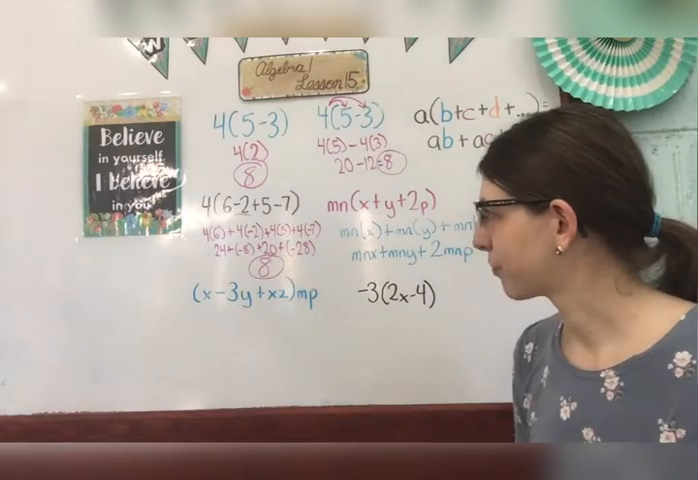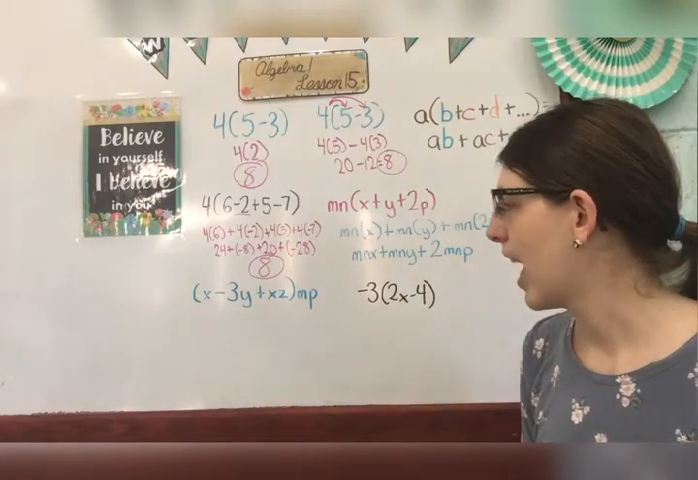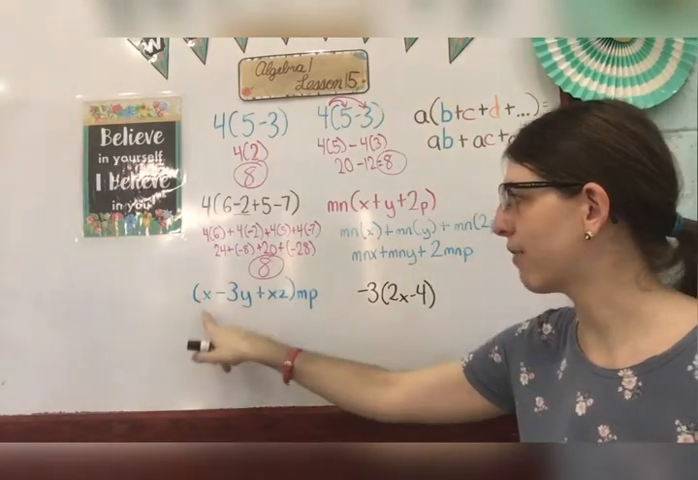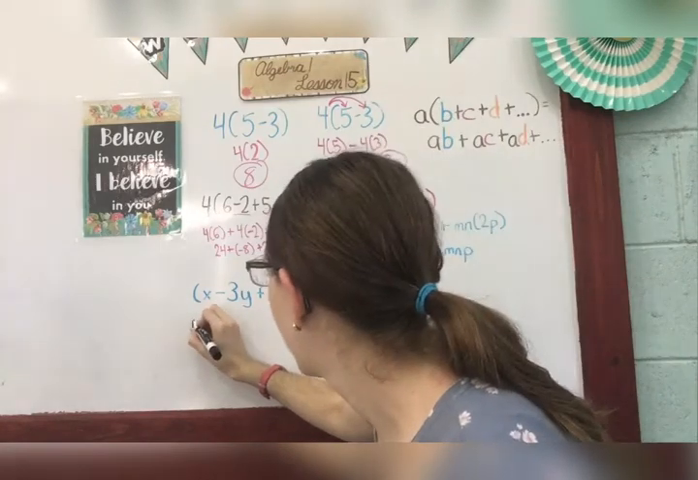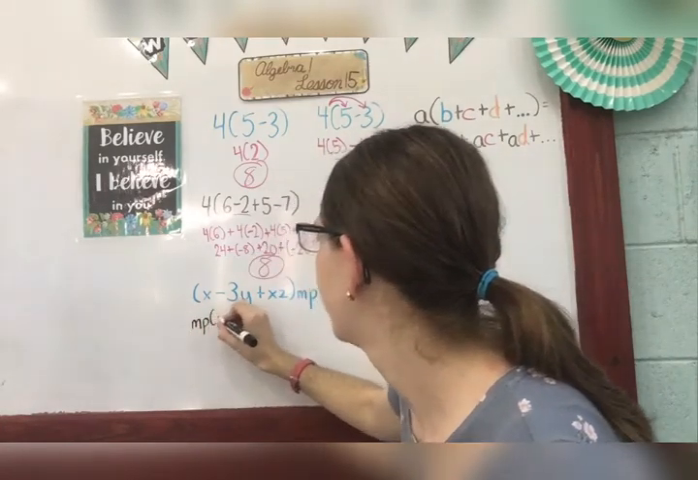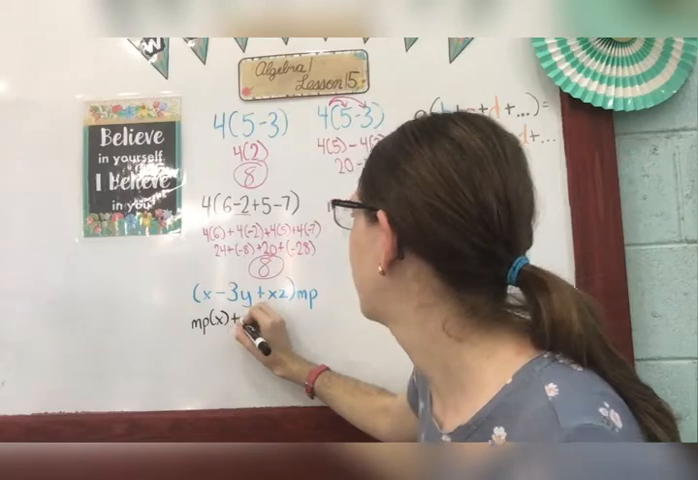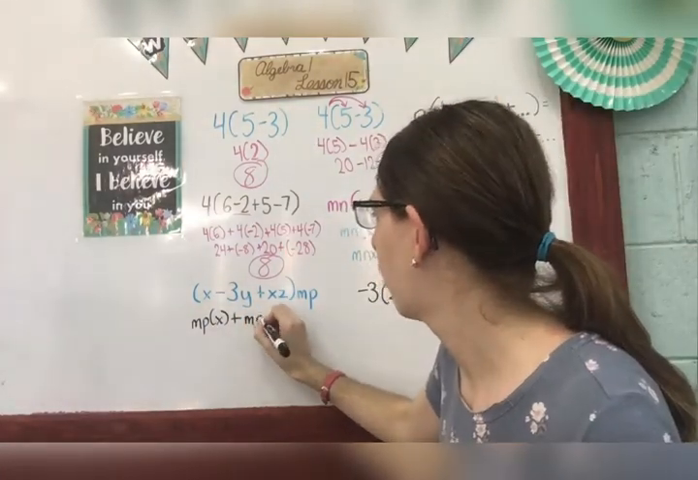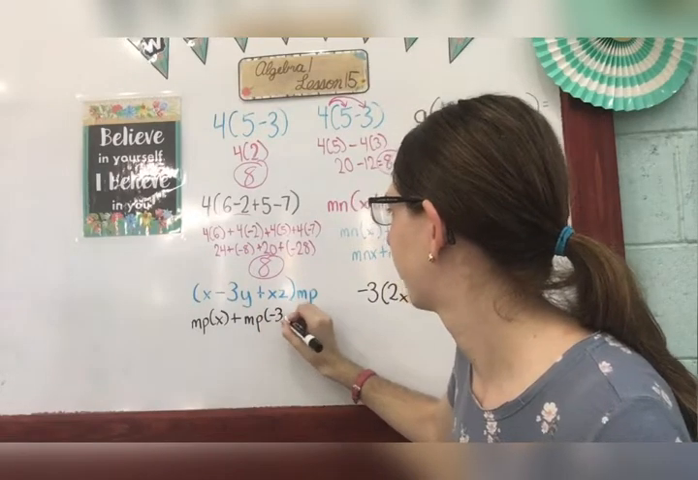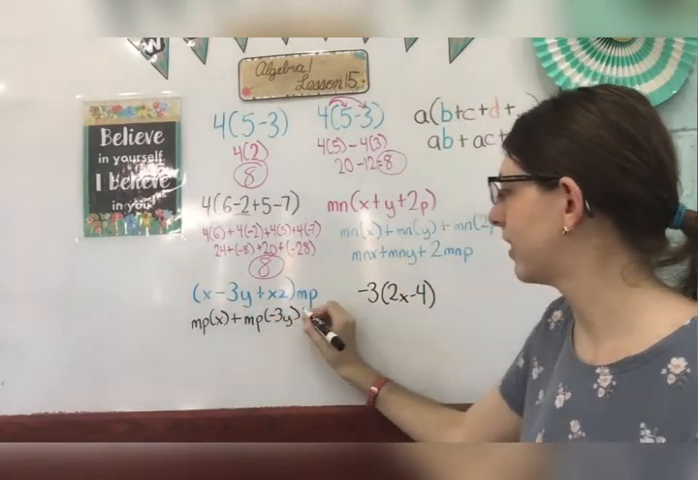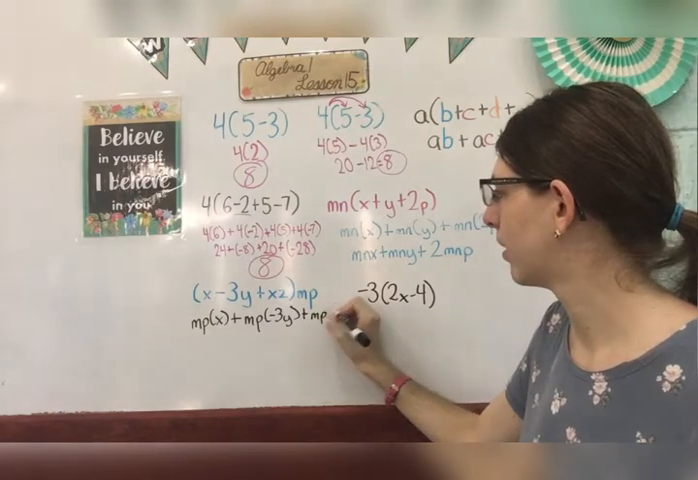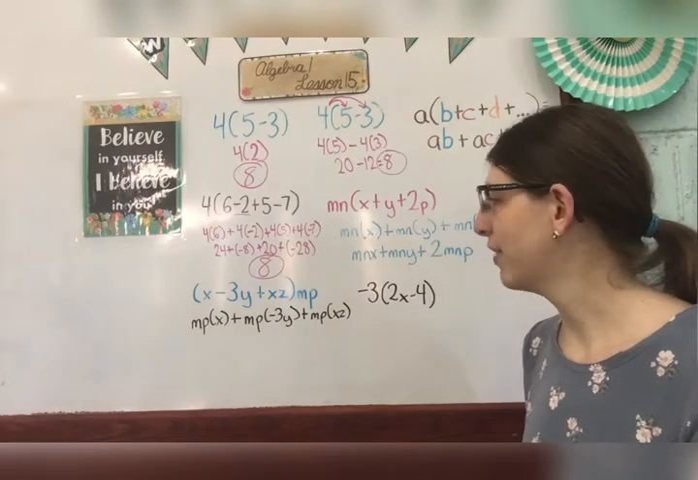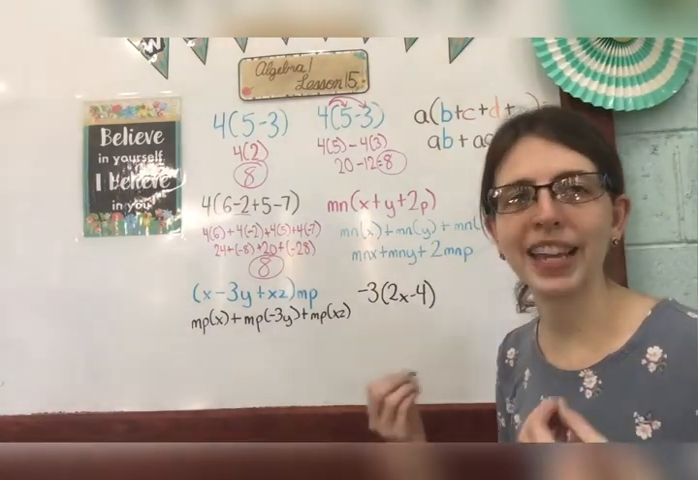So I have x minus 3y plus xz times mp. First, mp times x, mp times negative 3y, plus mp times xz. And now to finish it off, I'm just going to simplify by taking away my parentheses.